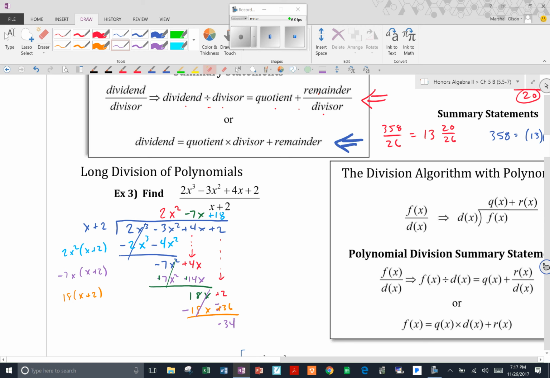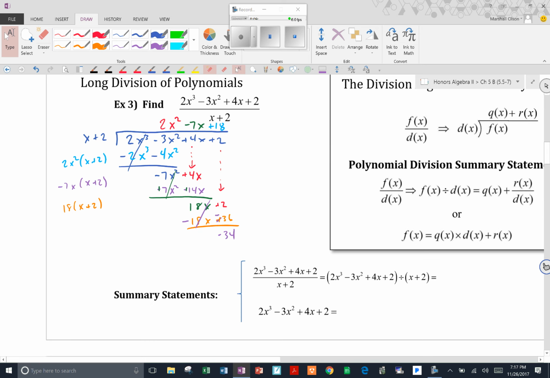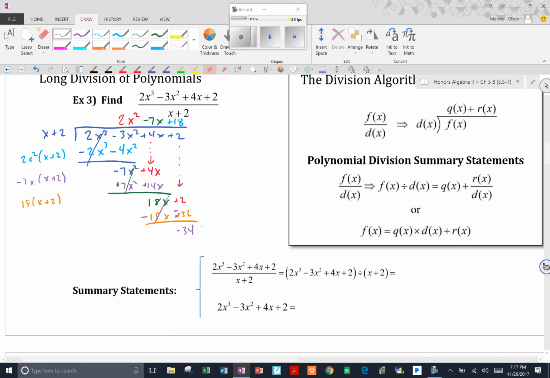So here's what we found. Here's our summary statements right here. That's our remainder right there, the negative 34. So we could say that that division, which I rewrote again using the division symbol, is equal to my quotient, 2x squared minus 7x plus 18.